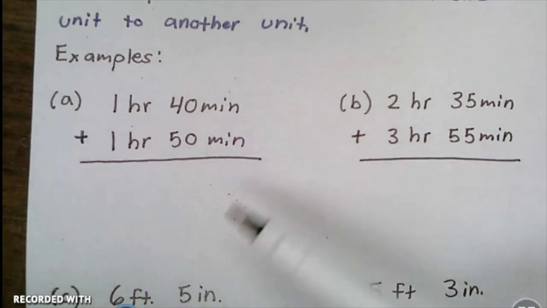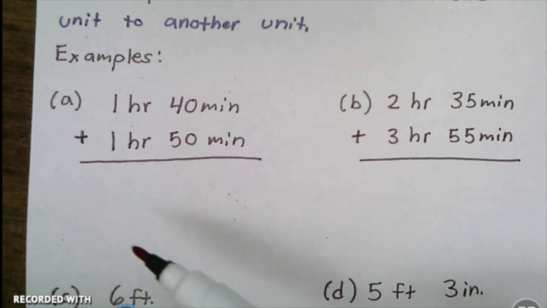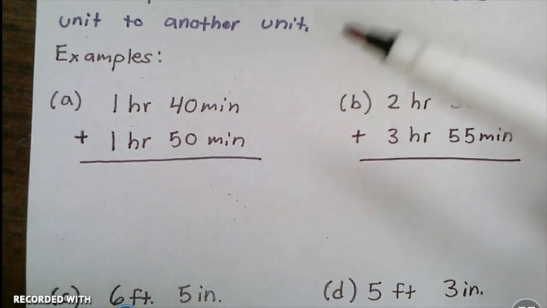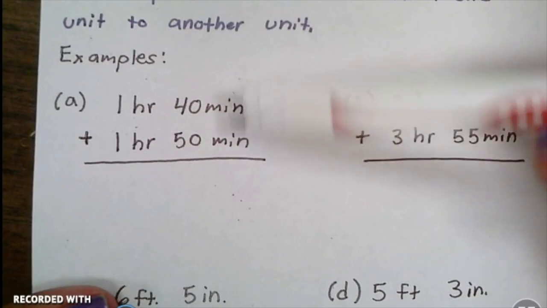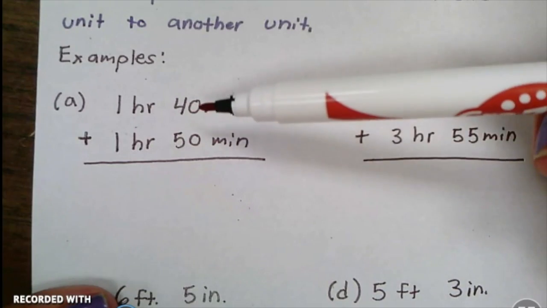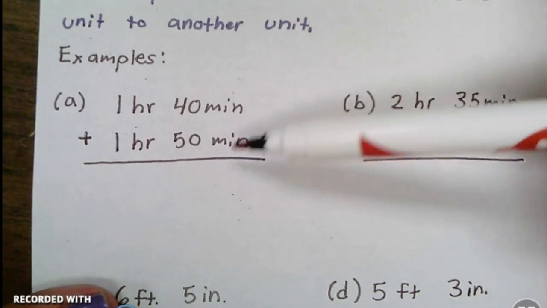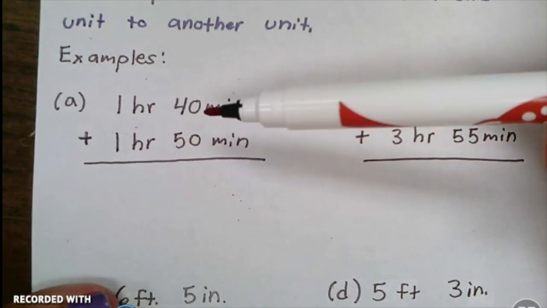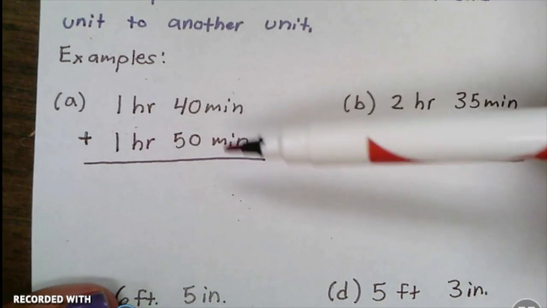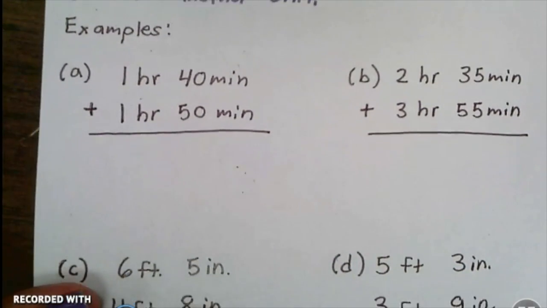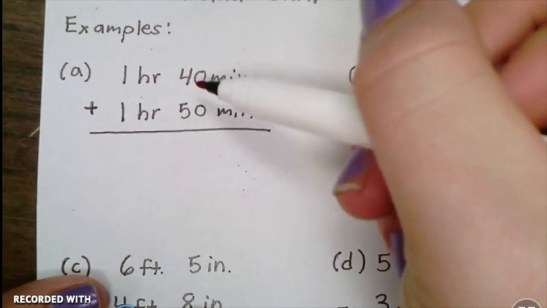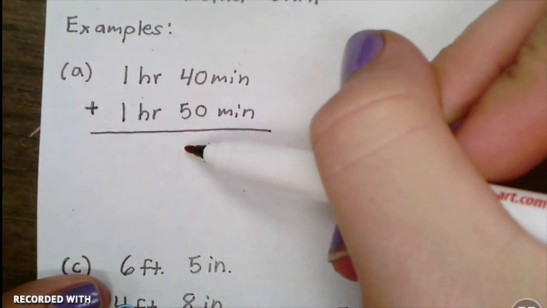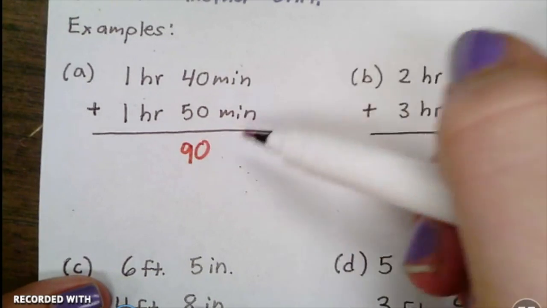So here's the first example, 1 hour and 40 minutes plus 1 hour and 50 minutes. First, I'm always going to start with my smaller unit. One way I could do it is I could make it all into minutes and then add them and then convert it back into hours and minutes, or I can do it this way as long as I keep track of when I get too many minutes. So here I've got 40 plus 50 minutes, which is 90 minutes.